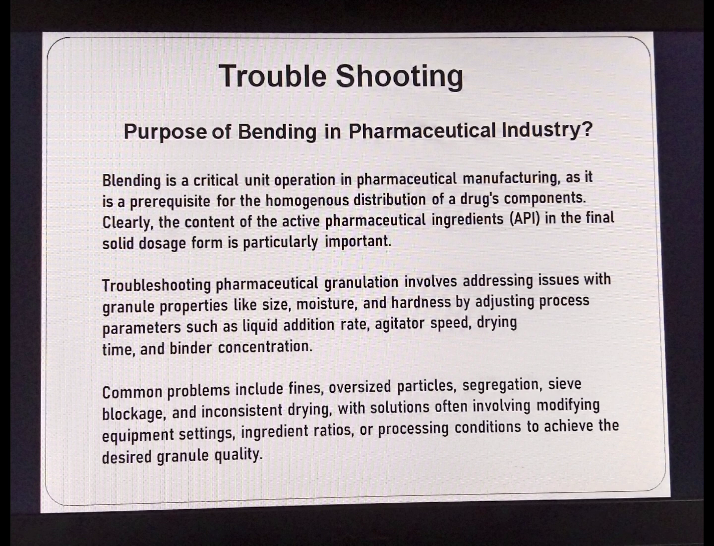Troubleshooting pharmaceutical granulation involves addressing issues with granule properties like size, moisture, and hardness by adjusting process parameters such as liquid addition rate, agitator speed, drying time, and the binder concentration. Common problems include fines, oversized particles, segregation, sieve blockage, and inconsistent drying, with solutions often involving modifying equipment settings, ingredient ratio, or processing conditions to achieve the desired granule quality.